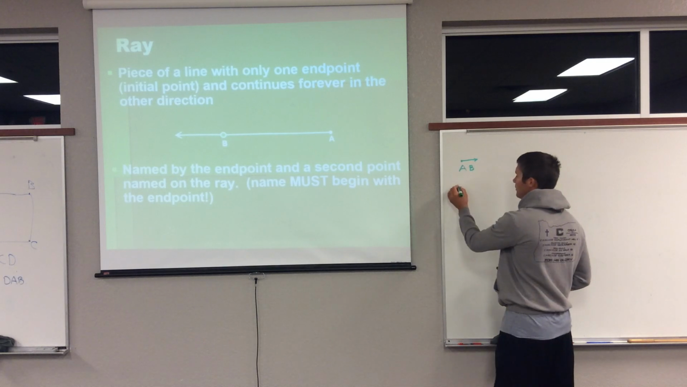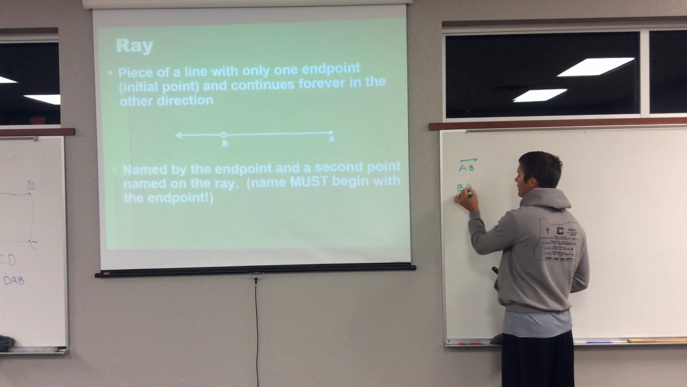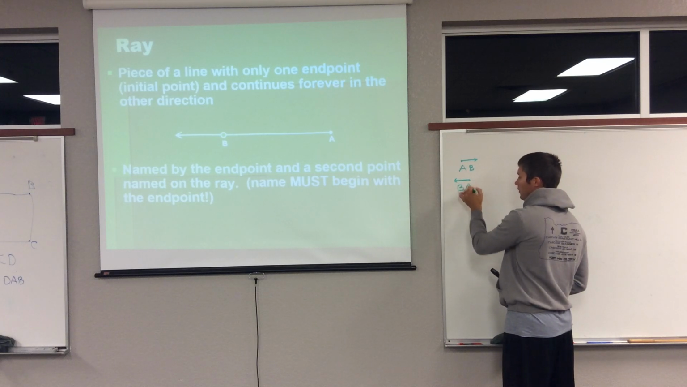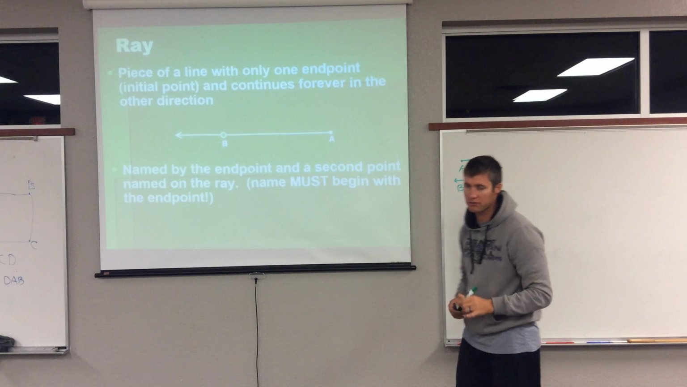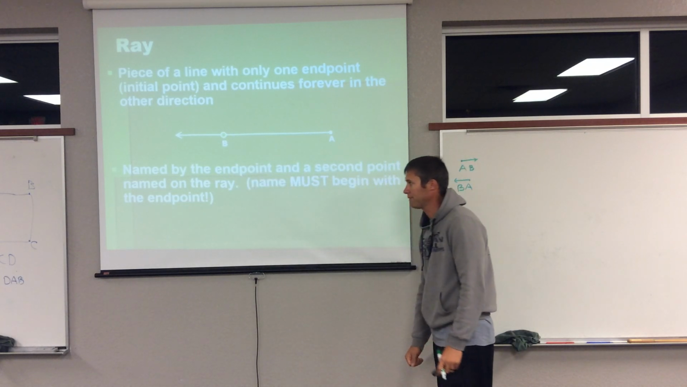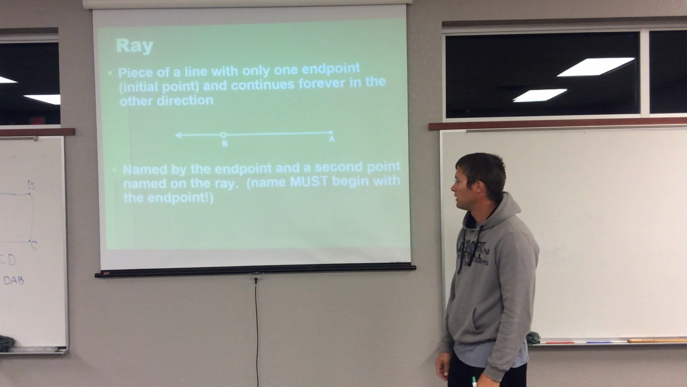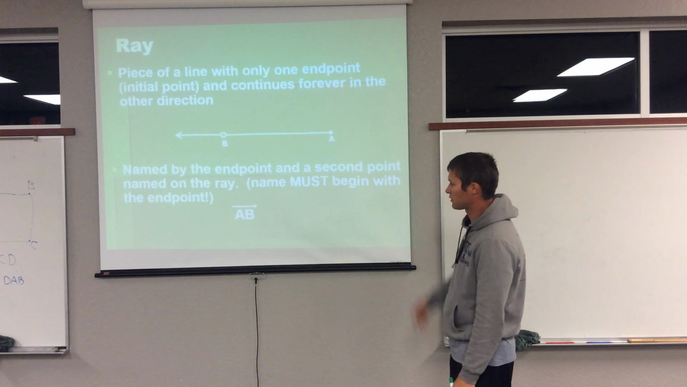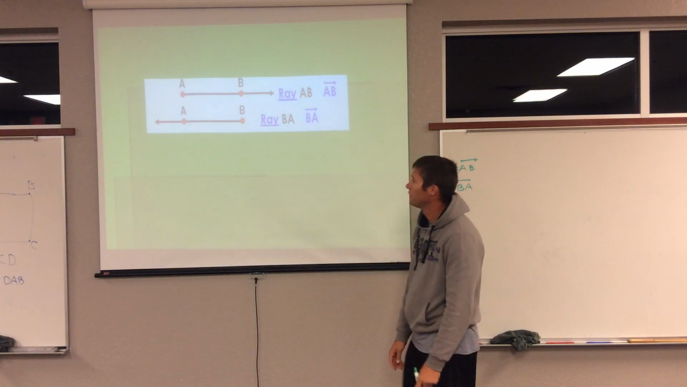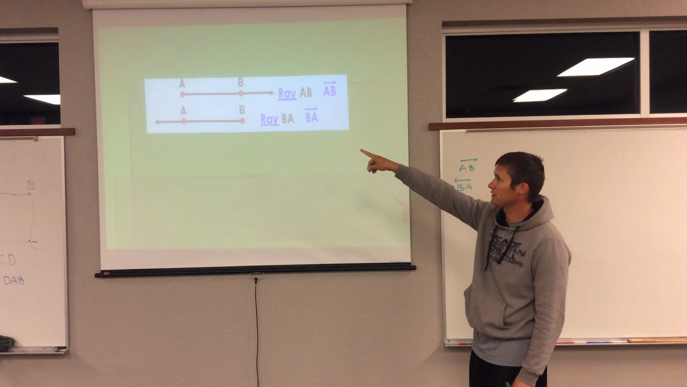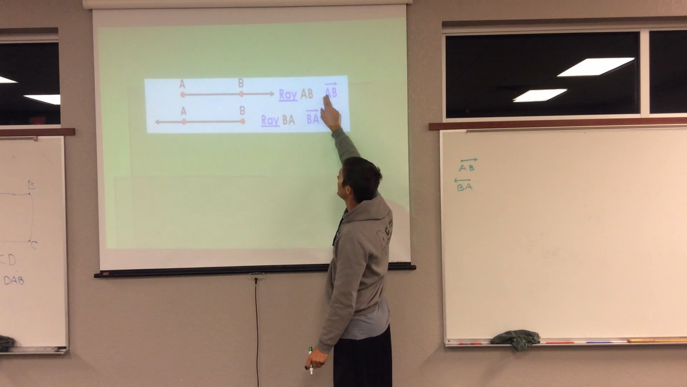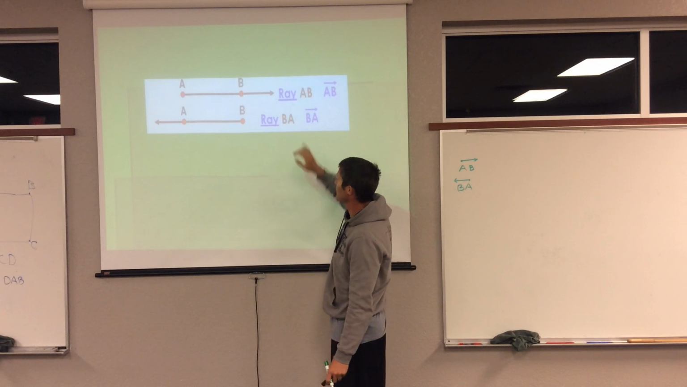If you switch the order, if you went B to A, then our arrow would switch. It's going this way. Our endpoint is at A, and it's going off forever in this direction. Okay? The biggest thing is making sure that our endpoint is with the endpoint. So if we want to name a ray, we could say A to B. Ray AB would be A to B, our endpoint's at A, or we could name B to A.